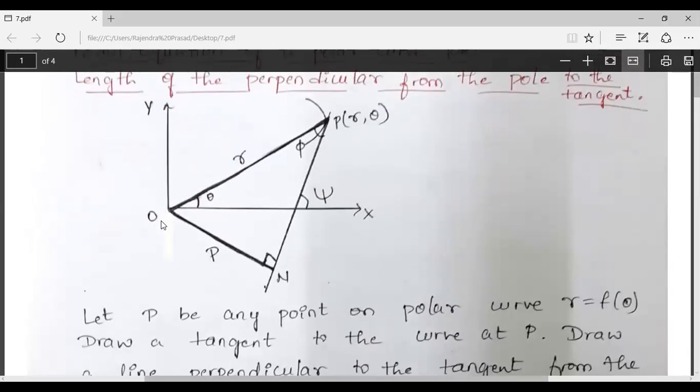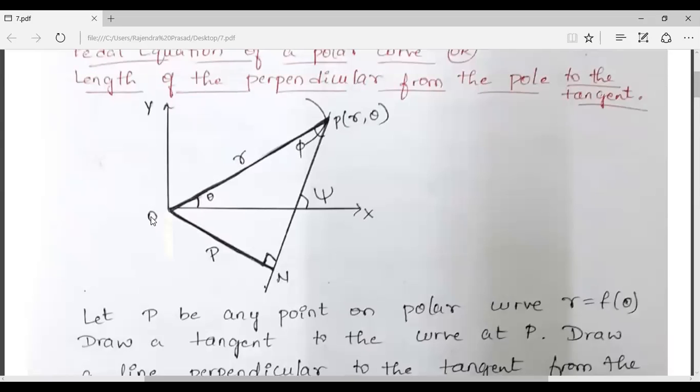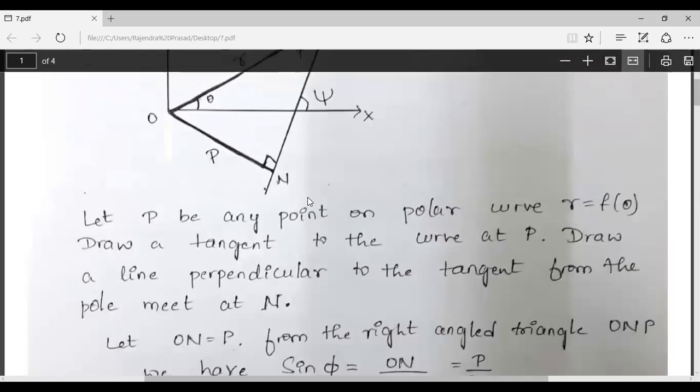Here, from the right angle triangle ONP, right? So already we know that OP is the radius vector here, represented by r. So OP is equal to r. We shall consider this as the radius vector. Next, theta is the angle between the radius vector and the initial line, that is the x-axis, right? Psi is also an angle, the one formed by the tangent and the x-axis. Clear? Next, let ON is equal to p.